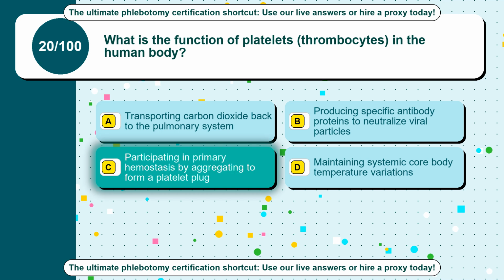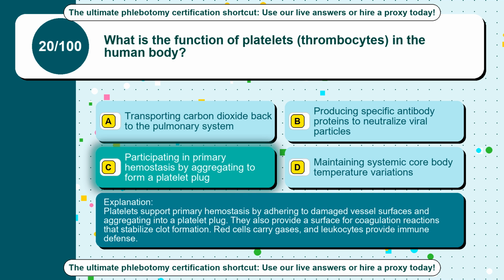The correct answer is option C, participating in primary hemostasis by aggregating to form a platelet plug. Platelets support primary hemostasis by adhering to damaged vessel surfaces and aggregating into a platelet plug. They also provide a surface for coagulation reactions that stabilize clot formation. Red cells carry gases, and leukocytes provide immune defense.